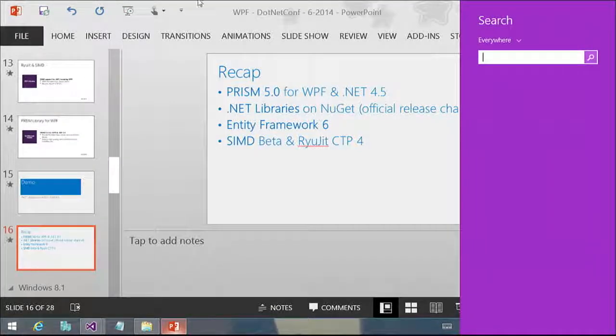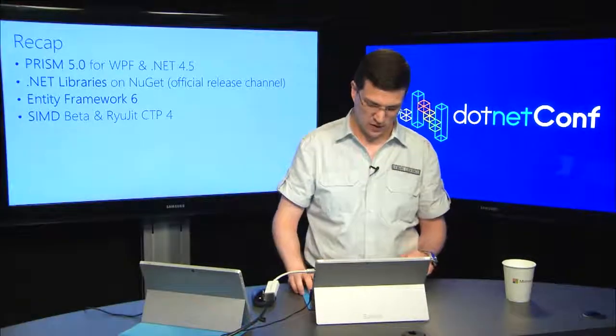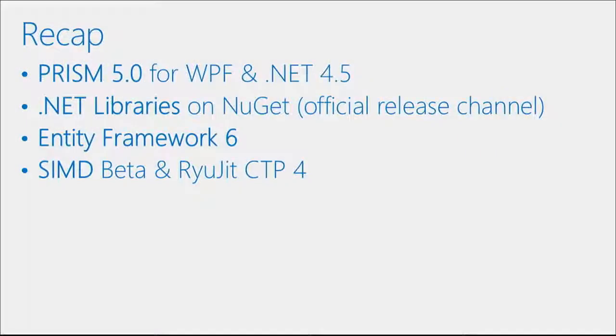All right, let's take a look here. So in recap, what did we talk about? We took a look at Prism version 5. That's the newest version, so definitely take a look at that. It's a great MVVM library for your WPF application. We took a look at the official .NET NuGet feed, and I touched on Entity Framework and SIMD.